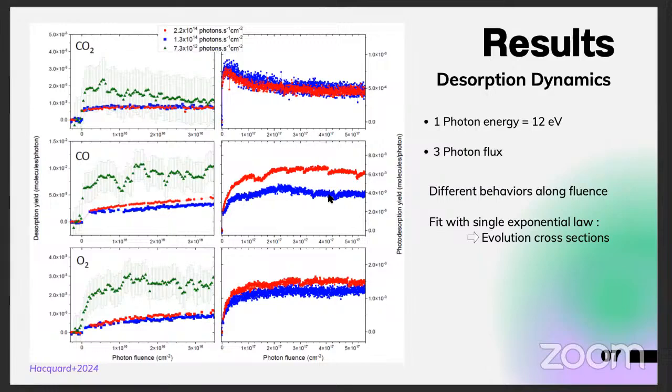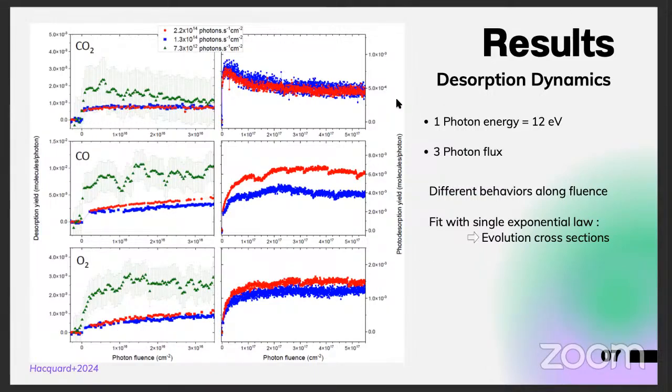For the high fluence regime, it's the opposite phenomenon that we see, with the higher flux used leading to the higher desorption yield for CO and O2. So that reinforces the fact that two different mechanisms must be occurring, one in the desorption of CO and O2, and one other mechanism for CO2.